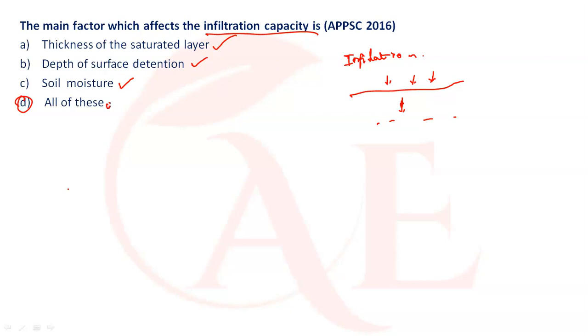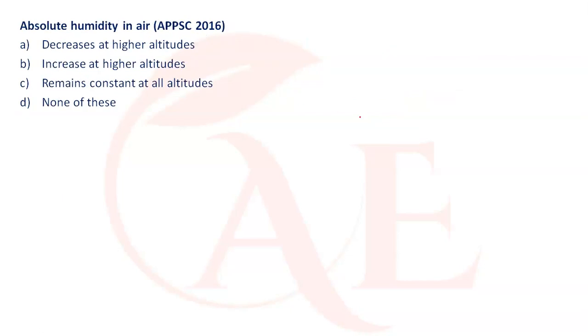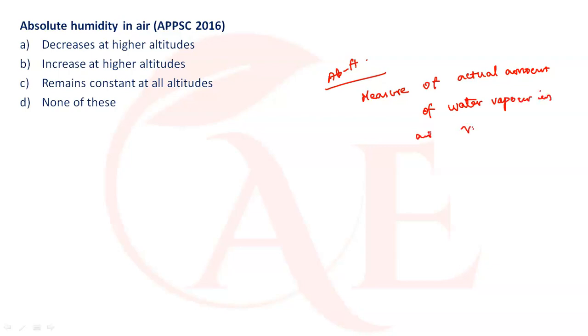So next question. Absolute humidity in air. Absolute humidity is a measure of the actual amount of water vapor in the air, regardless of the air temperature. This is known as the absolute humidity.